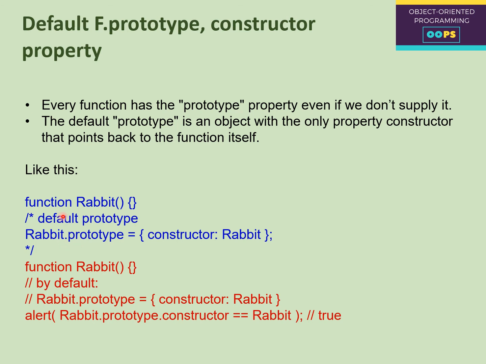So here we have the code, function Rabbit. The default prototype of function Rabbit is Rabbit.prototype = {constructor: Rabbit}. If you are not specifying the corresponding prototype, it will be automatically assigned. By default, this constructor function should be called. Function Rabbit, by default, Rabbit.prototype.constructor is Rabbit, or we can make an alert like this: alert(Rabbit.prototype.constructor == Rabbit). So it produces the value true.